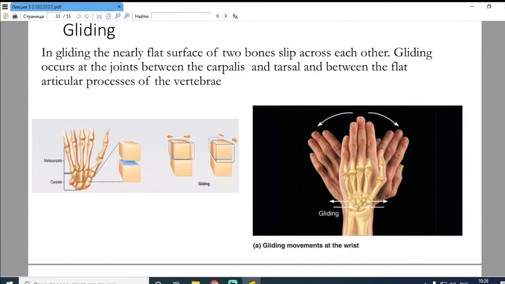Gliding occurs at the joints between the carpal and tarsal bones, and between the flat articular processes of vertebra. Gliding. What you see: gliding movement at the wrist.